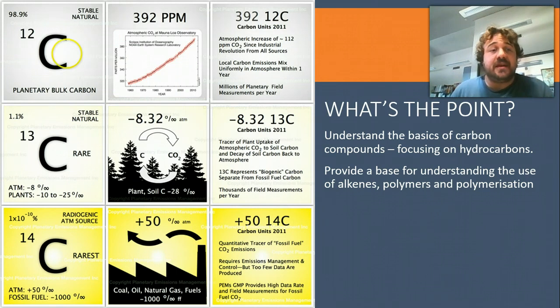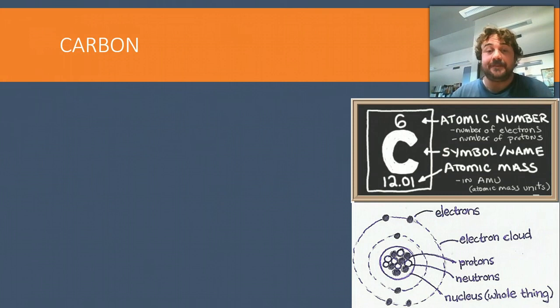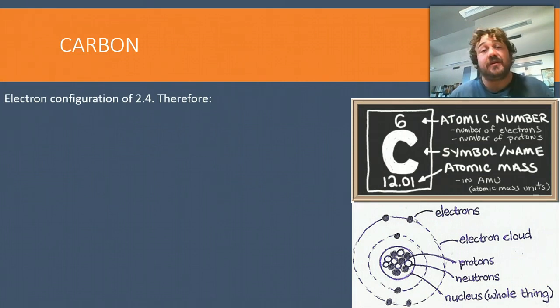This is the main carbon up the top here that we look at, and this one here is the radioisotope of carbon. This one here makes about 1% of all carbon found on Earth. We tend to not really talk about it at all, but it is an isotope of carbon. Now, basically, the whole point of today is to understand the basics of carbon compounds, in particular the hydrocarbons, although we will talk about alkanols a little bit, and this should provide a base for understanding the use of alkenes and when it gets into polymerization and making polymers, in particular biopolymers.